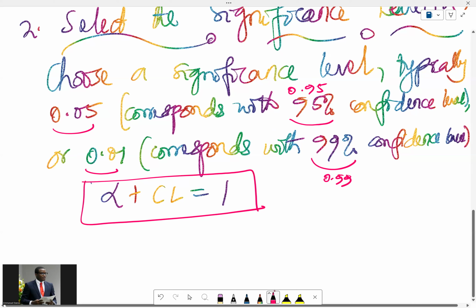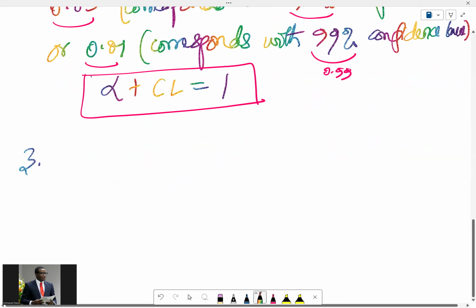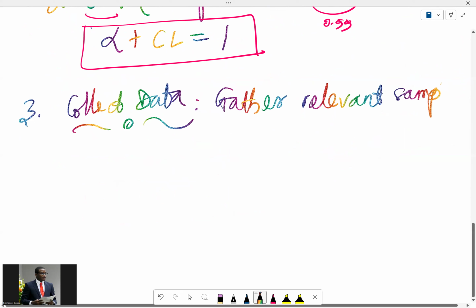Okay. So we go to the third step, which is to collect the data. What kind of data do you need for your analysis, for your testing? Here you just gather a relevant sample. In fact, most times before you start doing a test, you already have your data at hand, right?